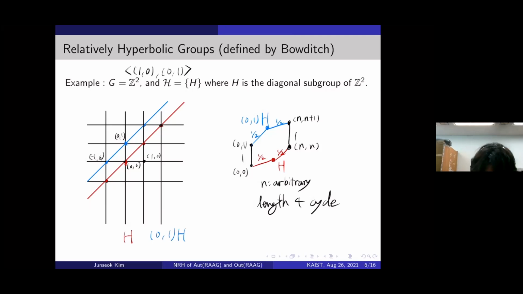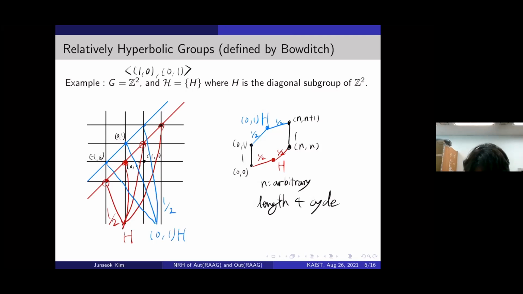Because the vertices on the red line are contained in H, we connect them by edges with length 1/2. Similarly, we connect the vertices on the blue line by edges of length 1/2. This picture is the coned-off Cayley graph of Z^2.